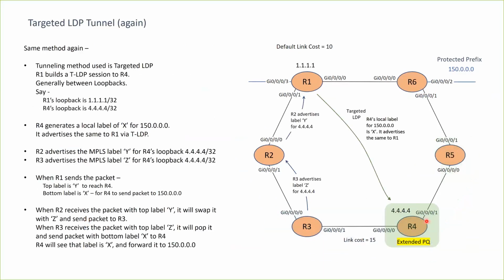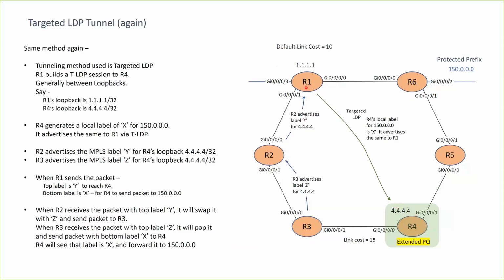The same method again, assume that R4's label is X, and then R2's label is Y. So the top label of Y to reach R4, so R2 is advertising the label of Y to reach R4, 4.4.4.4. So R1 needs to put a top label of Y and a bottom label of X. How did R1 learn X? Through targeted LDP to R4.